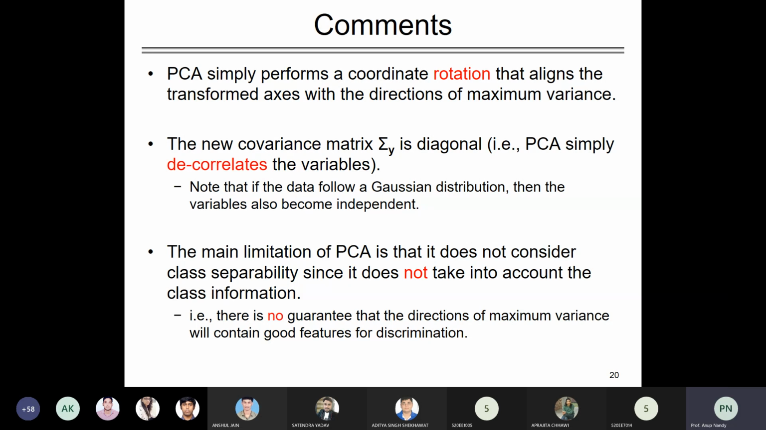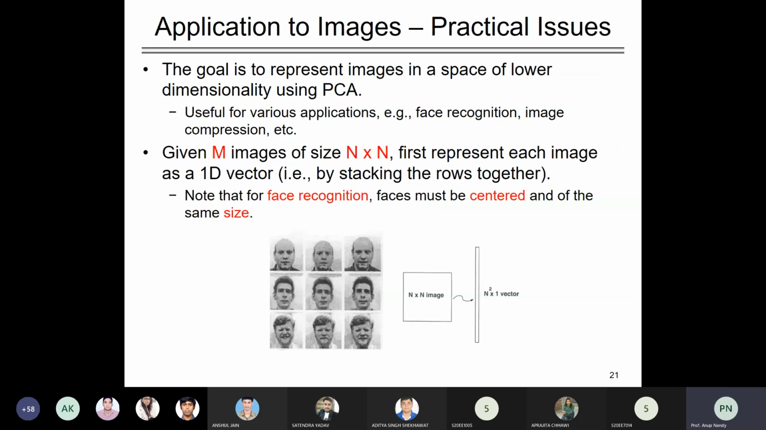Whenever you are going to implement LDA, first implement PCA, then after implementing PCA you have to implement LDA. That is the general way of implementing it.